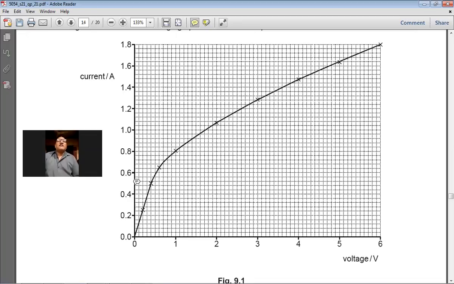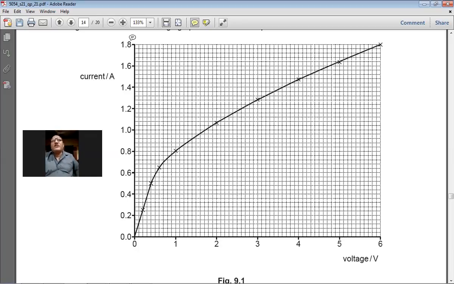So the voltage is 0.4 volt and the current will be 0.5 ampere. You know R equals V by I, so 0.4 divided by 0.5. This is how you will find the resistance. Then he says 6 volt. From 6 volt, which is here, you go up and check the amount of current. That is 1.8 ampere. So R equals V by I, 6 volt divided by 1.8 ampere, and that will give you the resistance.